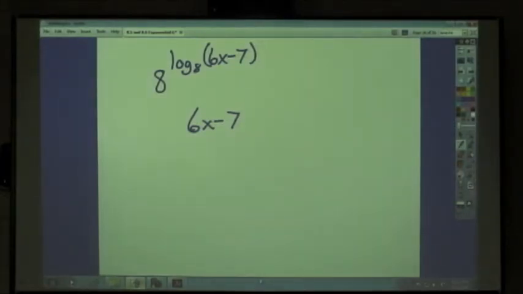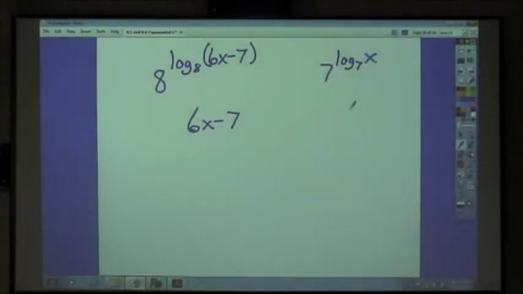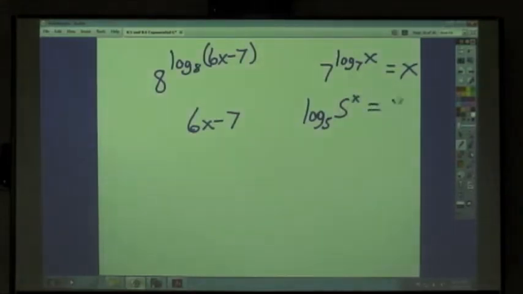So when you look at those in your homework, they should have just canceled out and given you whatever was in the logarithm or whatever was in the exponent. If you saw 7 raised to the log base 7 of x, you would get x. If you saw log base 5 of 5 to the x power, you get x. So they cancel each other out when you have a logarithm and an exponential function.